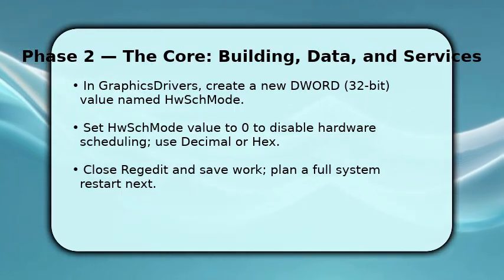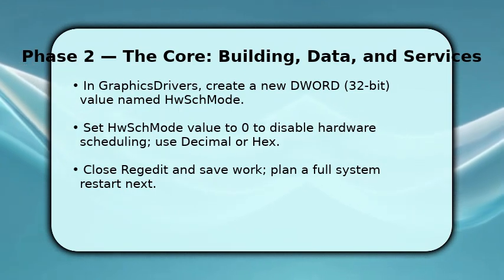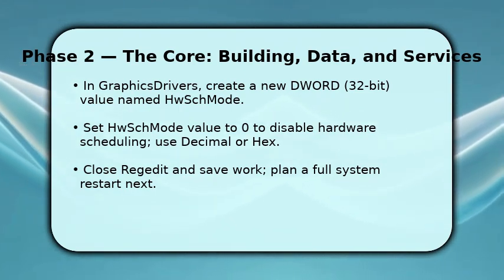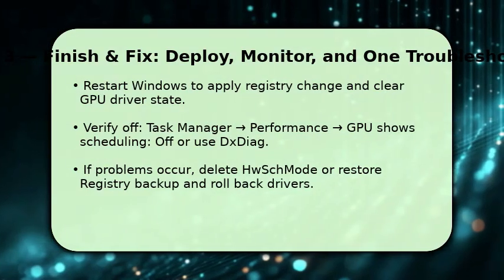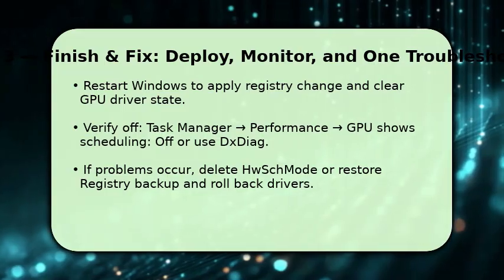After setting it, close Registry Editor, save any open files, and prepare to reboot so Windows applies the change to the graphics subsystem. Restart your PC to apply the registry edit and reset GPU scheduling.